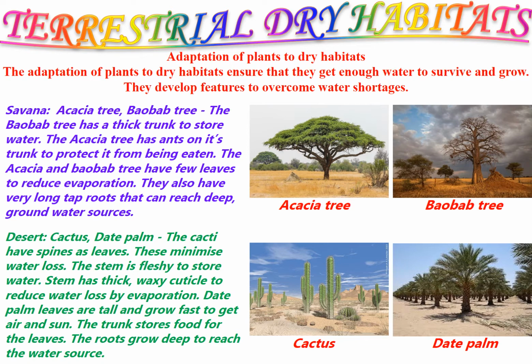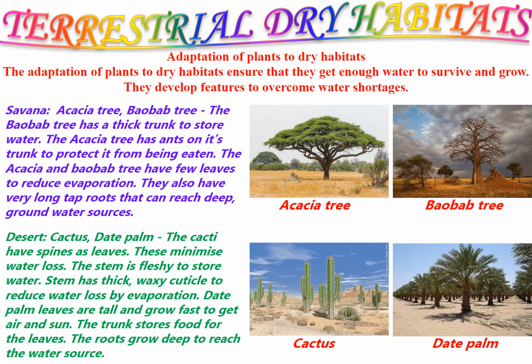Savanna. Two trees that live in the savanna are the acacia tree and the baobab tree. The baobab tree has a thick trunk to store water. The acacia tree has ants to protect it from being eaten by animals. Both the trees have few leaves. It minimizes evaporation. They have very long tap roots that reach water sources.